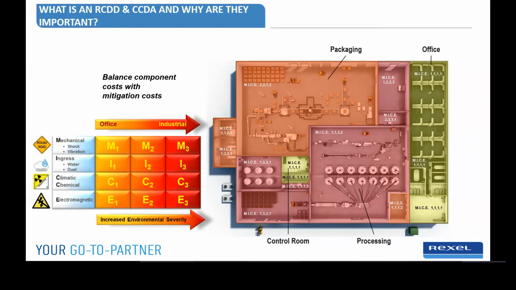So throughout different portions of your environment, office areas are going to be very, very low on all aspects. So that's why we see on the right-hand side levels of ones across the board, because there's very low mechanical, very low ingress or water or dust. It's a climate controlled environment, and there's very little electromagnetic interference.